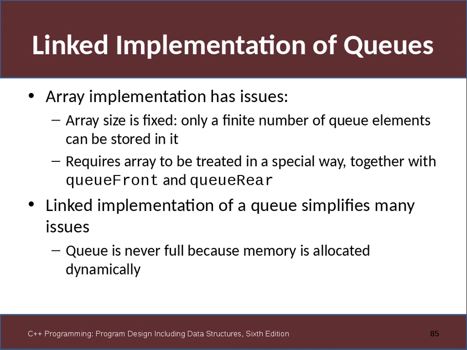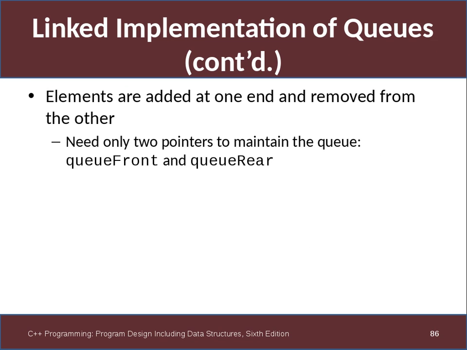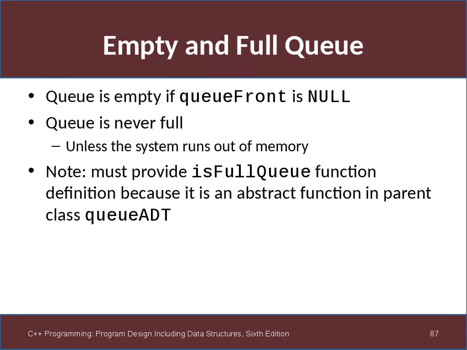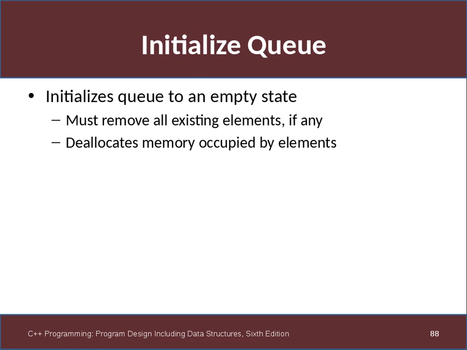Array implementation has issues: fixed size, and it requires being treated a special way with Q front and Q rear. The Q is never full because memory is allocated dynamically with the linked list, as opposed to an array where you could actually fill up your Q, and then sadness would occur when you try to expand it. Elements are added at one end and removed from the other. So you just need your m_front and m_tail. The Q is empty if the Q front is null. The Q is never full unless the system runs out of memory. So that's not a never. Technically it could happen.